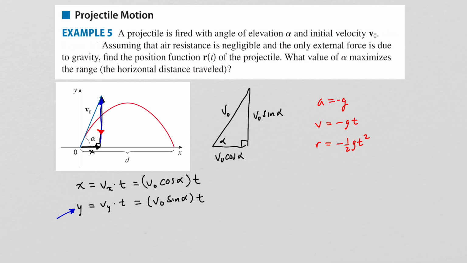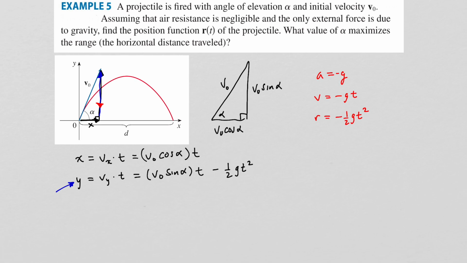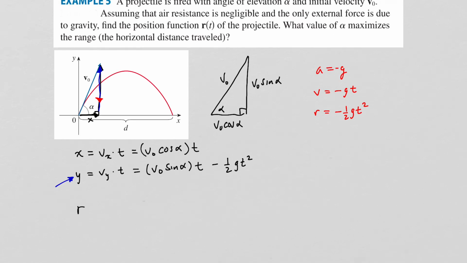This is working against the position here. So the overall position in terms of y is going to be v0 sine of alpha times t minus 1/2 gt squared. So the position vector r of t is going to have an x coordinate v0 cosine of alpha multiplied by t, and a y coordinate v0 sine of alpha multiplied by t minus 1/2 gt squared.